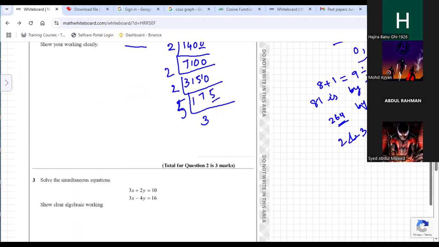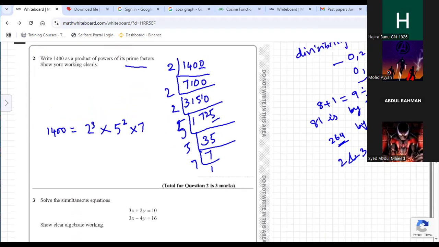5 threes are 15. 5 fives are 25. Then 5 sevens are 35. 7 ones are 7. So the prime factorization of 1400 can be written as 2 cubed times 5 squared times 7.